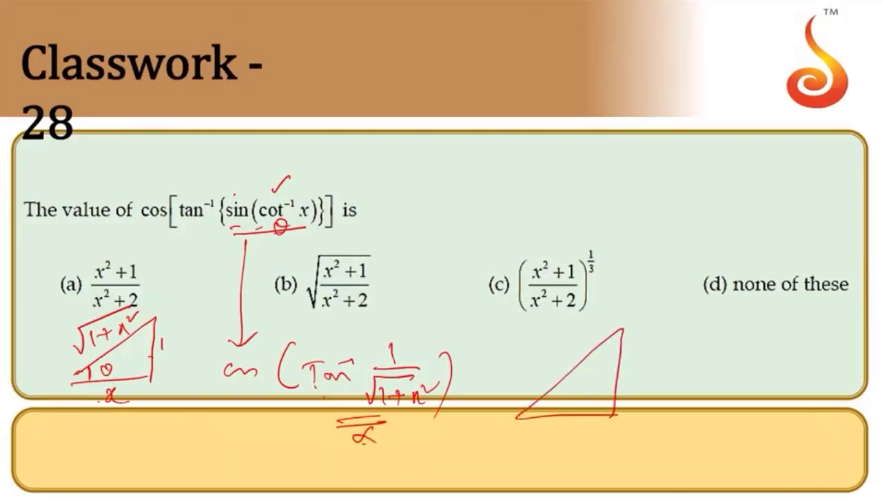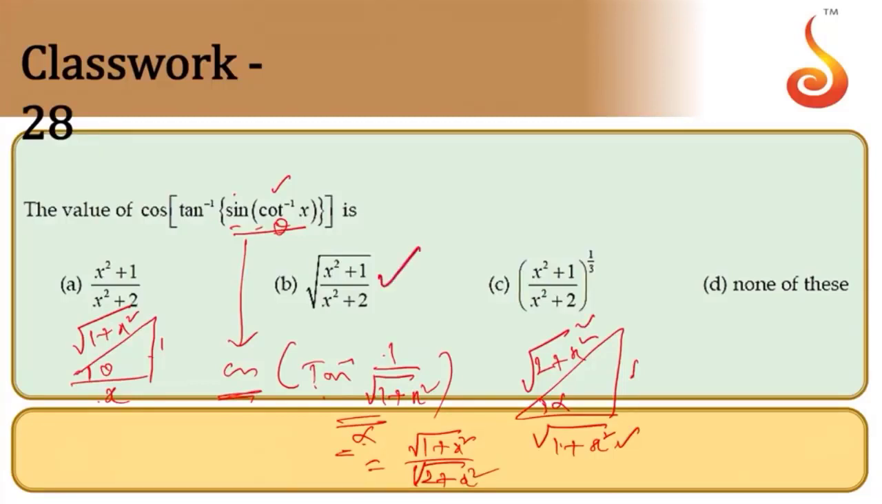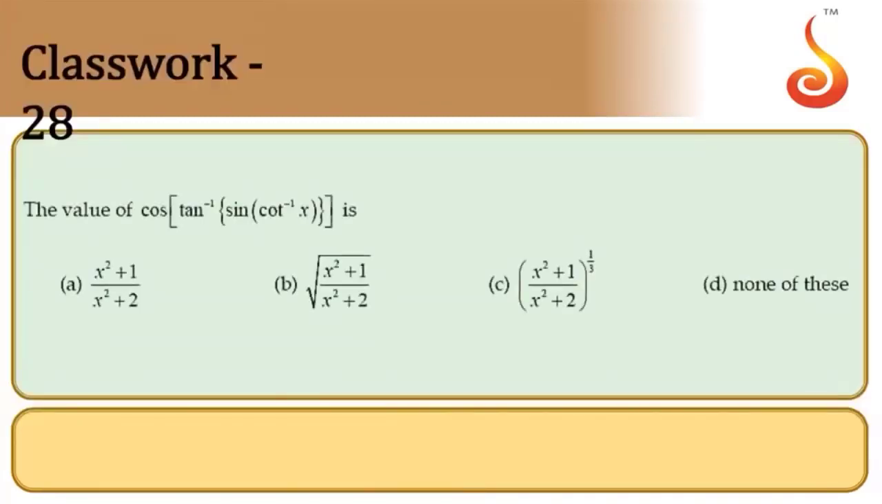Again, when you apply tan inverse, if this is equal to alpha, then we can write a triangle here. So tan inverse is opposite side divided by adjacent side. So the hypotenuse will be root over 2 plus x square, and we require cos alpha here. So what is cos alpha? It is nothing but adjacent side by hypotenuse, which is root of 1 plus x square divided by root of 2 plus x square. So the answer is equal to b.